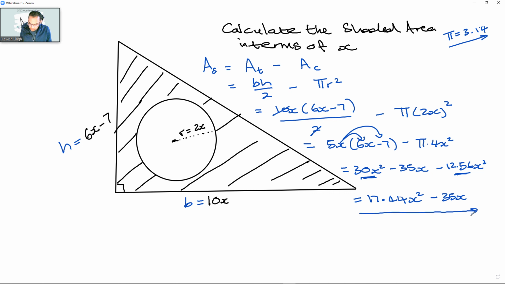17.44, which is like 436 over 25. If I use a calculator, it'll convert it into a fraction, but it's fine. We can keep it as a decimal. 17.44x squared minus 35x.